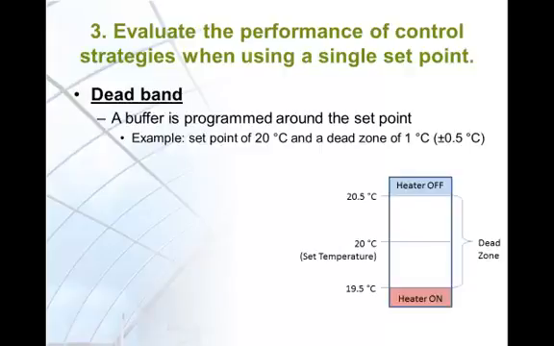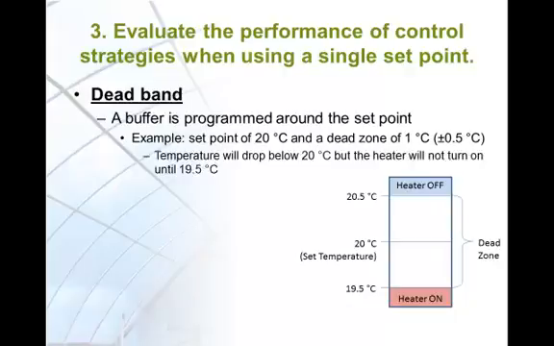In this example, we will have a set point of 20 degrees Celsius and a deadband of 1 degree Celsius. This deadband could also be described as plus or minus 0.5 degrees Celsius. The image below represents this deadband. Temperature will drop below 20 degrees Celsius, but the heater will not turn on until 19.5 degrees Celsius.